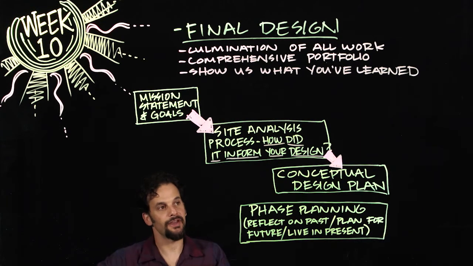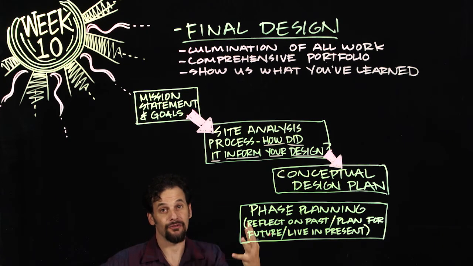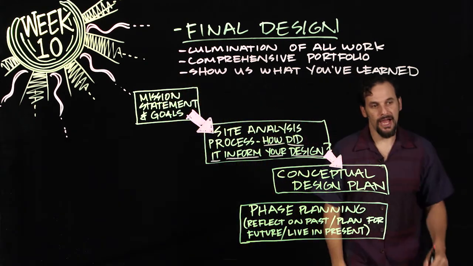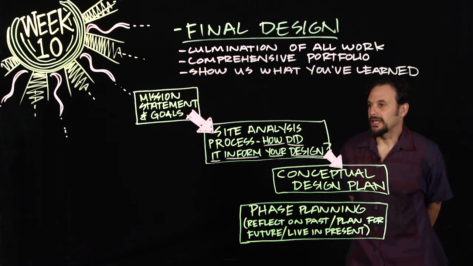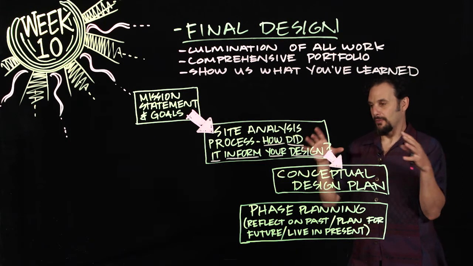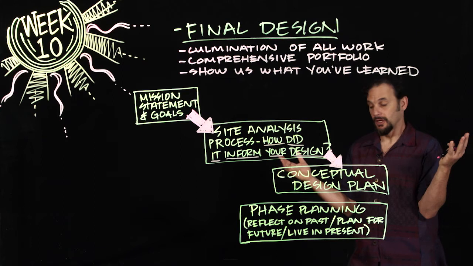So essentially with the phase planning, you're reflecting on the past while planning for the future and living for the present. So when I draw a design myself, I actually like to draw it at about 50 years, because 50 years is when I can draw a tree at its full maturity. And when I put in trees, I like to think about how they're going to look when they're actually mature.